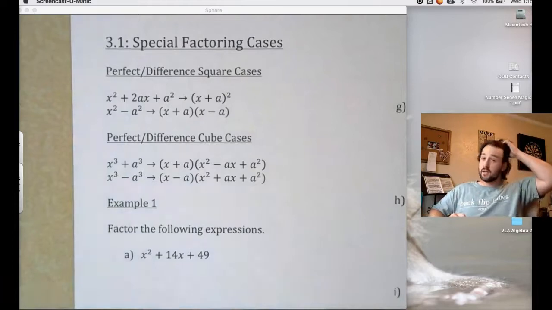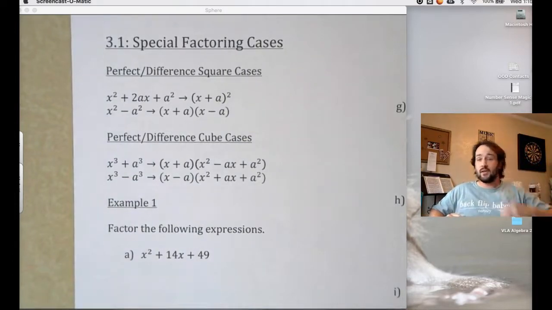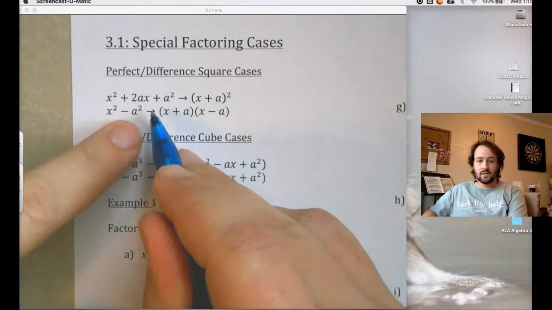Alright, in this one we're going to be talking about factoring. Now the fun really starts. Alright, so I have these kind of laid out for you guys.